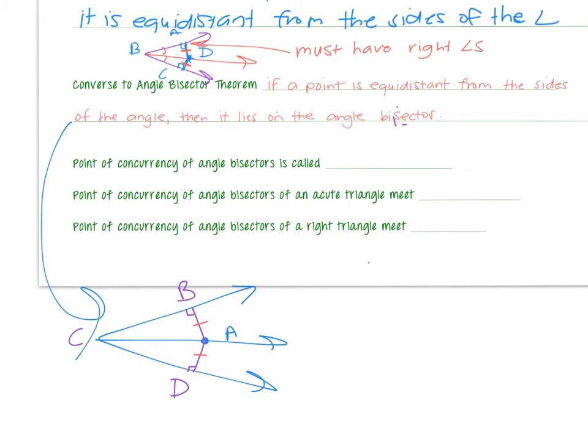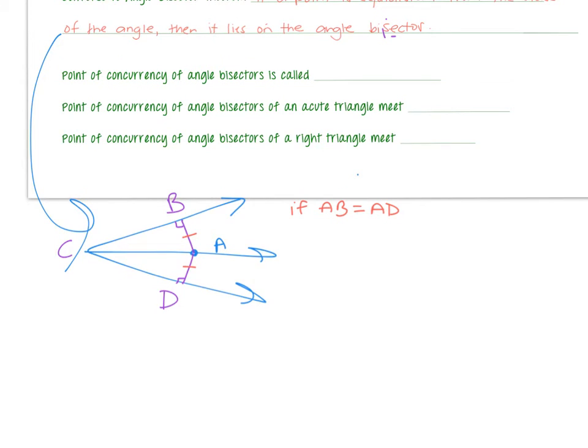So in that case, you still need the right angles, but you would say something like, if AB equals AD, or if A is equidistant from the sides of the angle, then CA bisects angle BCD, or ray CA is the angle bisector of BCD. Or A lies on the angle bisector of BCD. Anything like that.